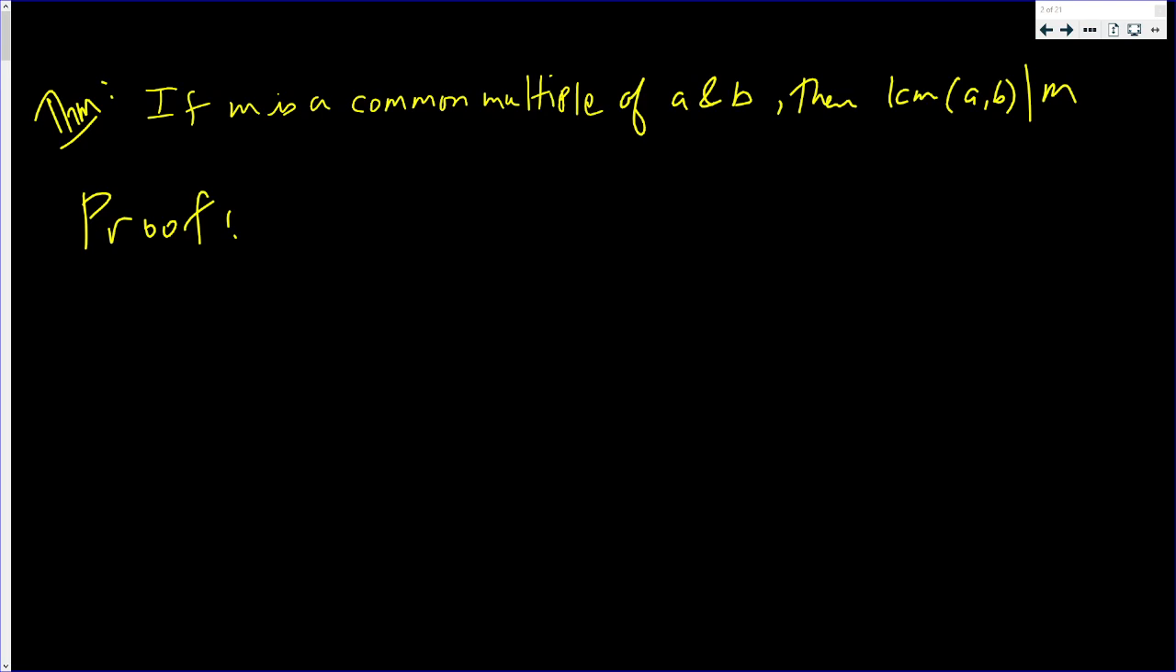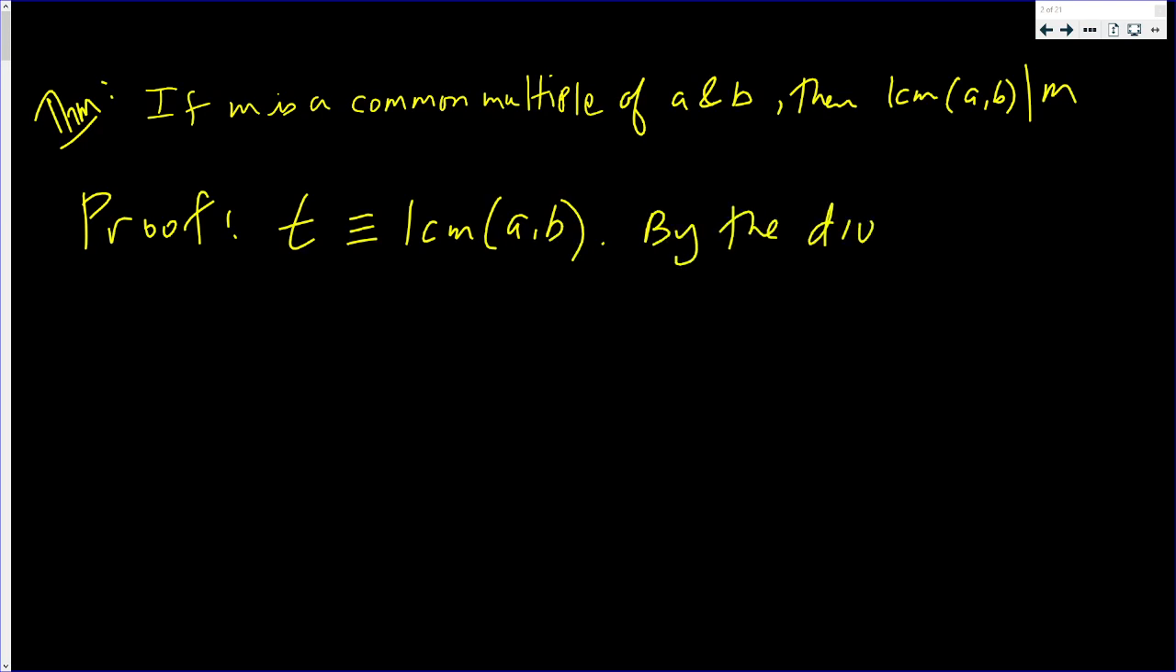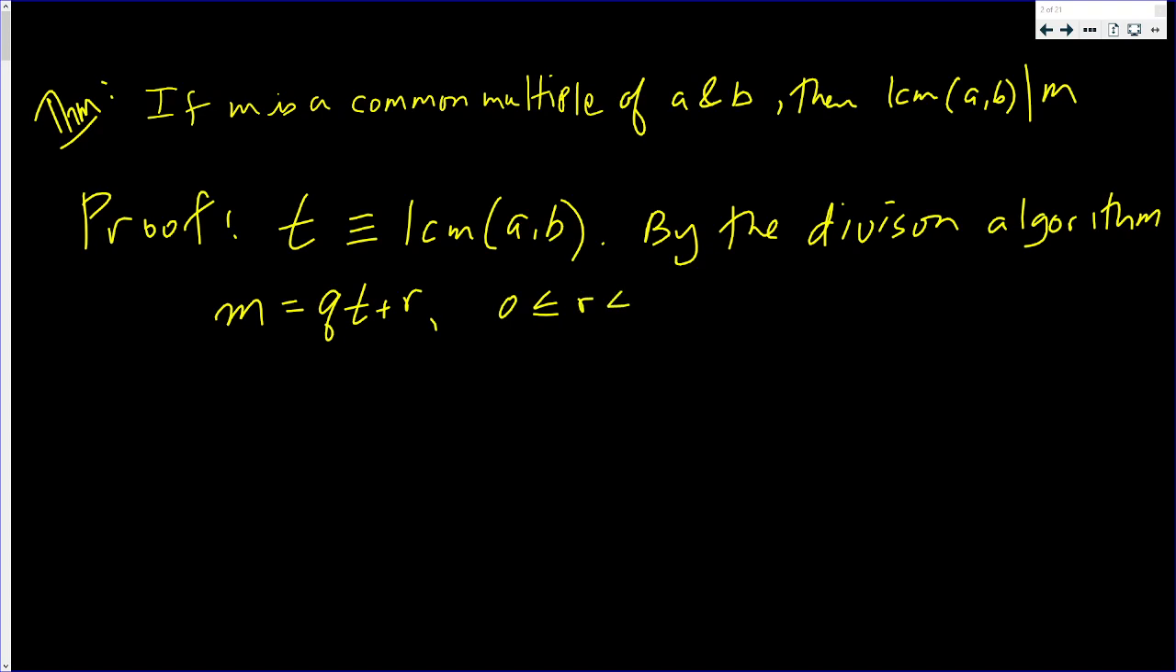How about we define t to equal the LCM of a and b. Now, why the division algorithm keeps coming up, by the division algorithm, m can be written as qt plus r, where of course r is between 0 and t, and it can equal 0.